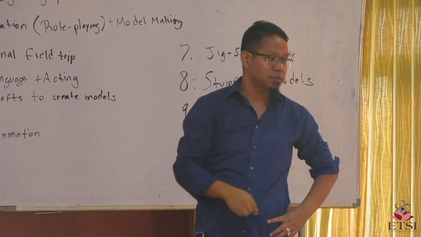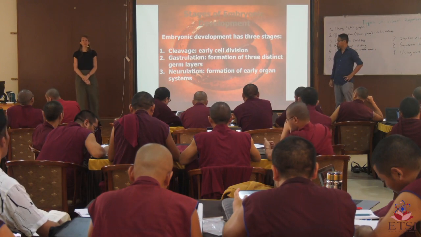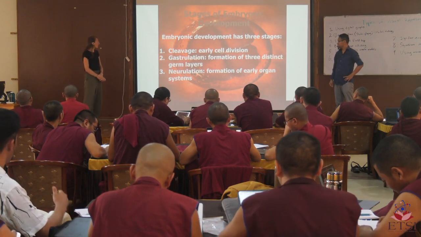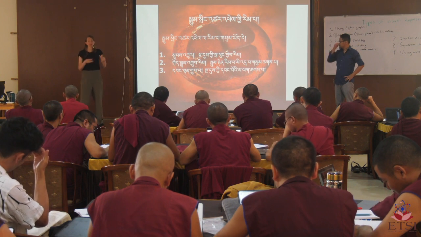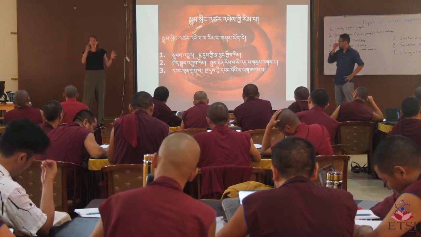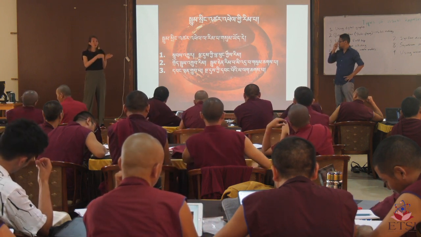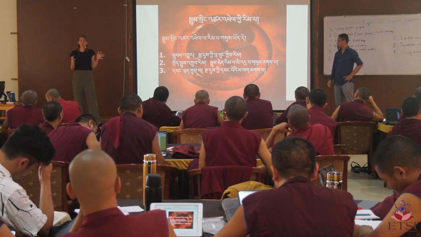The first one of these is called cleavage, and these are just the very first few cell divisions that occur. So we're starting with only one cell. Of course, we need to have more. So the first few cell divisions are called cleavage.